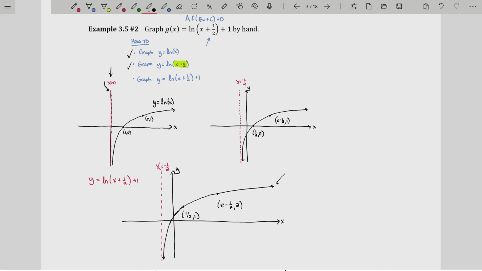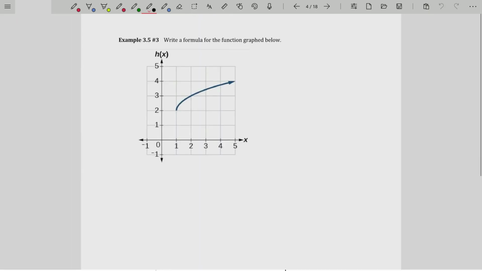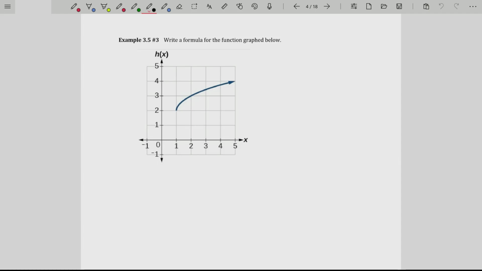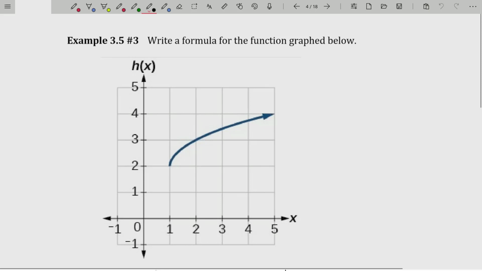By the way, you could probably see at the top of my screen, it says I have 18 pages, but that's only if I was to go through my entire lecture for this section, and I'm not. This is actually the last page we're going through right here. So write a formula for the function graphed below.